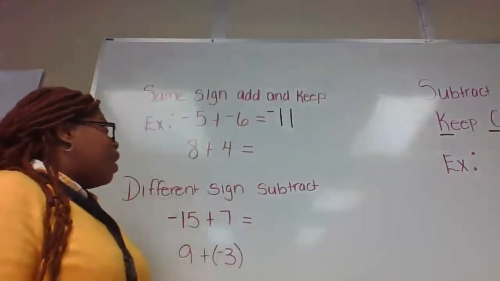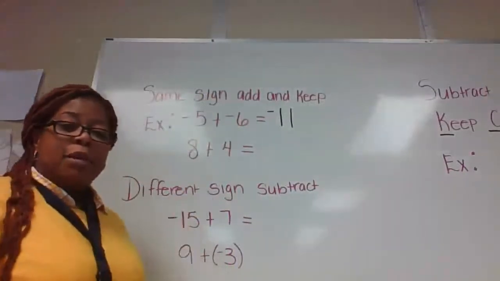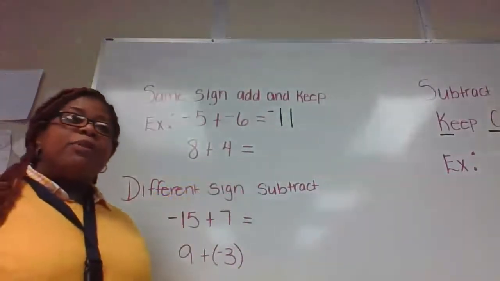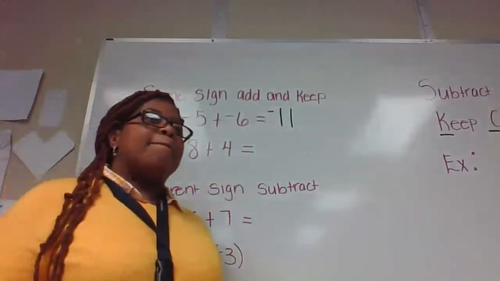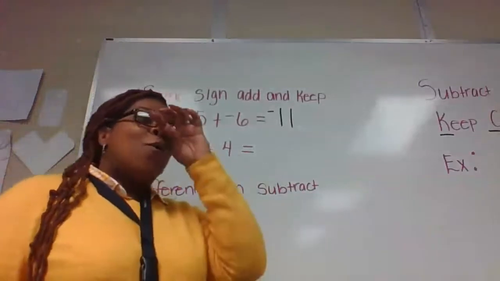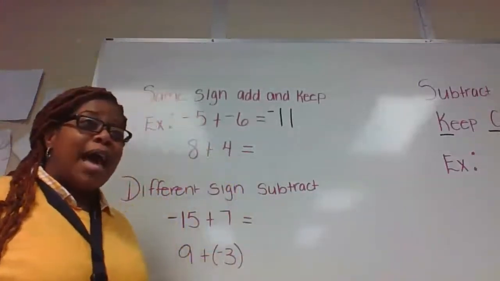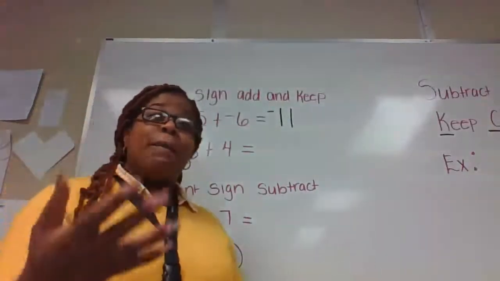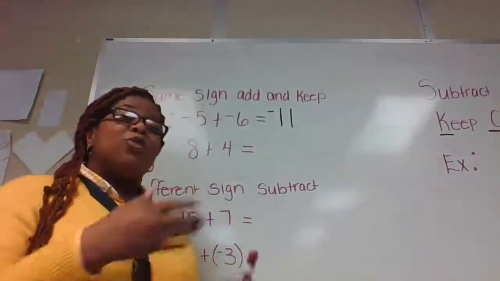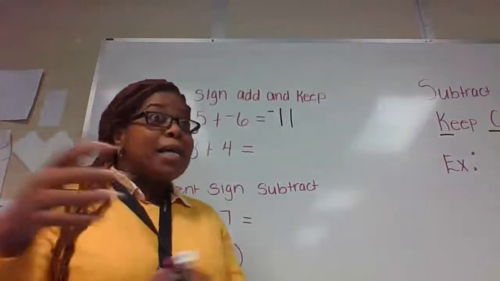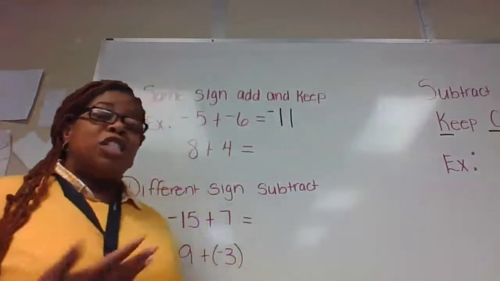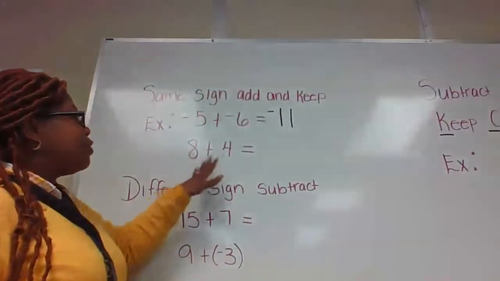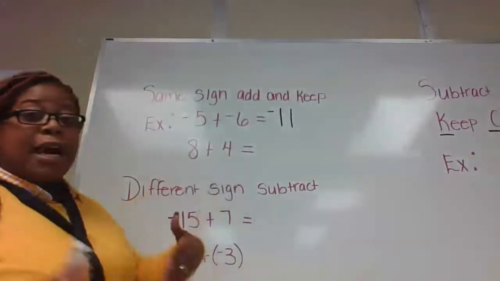So then in this particular problem, we notice that we have 8 plus 4. Do these two numbers have the same sign? They do. What sign do these two numbers have? Positive sign. Exactly. Because remember, when we're writing our positive numbers, we don't always put the plus sign or the positive sign in front of it. We simply just write the numbers, right? So both numbers are positive. So that means they have the same sign.